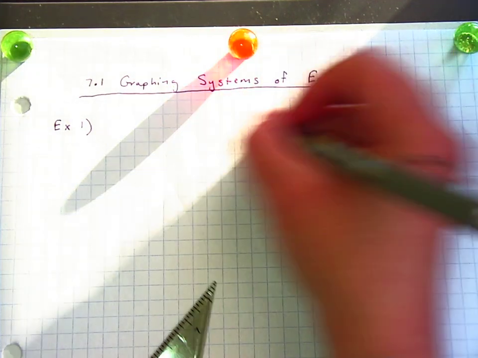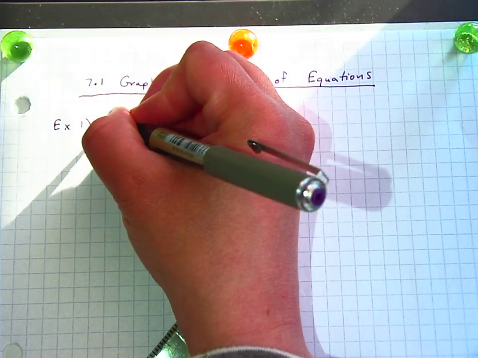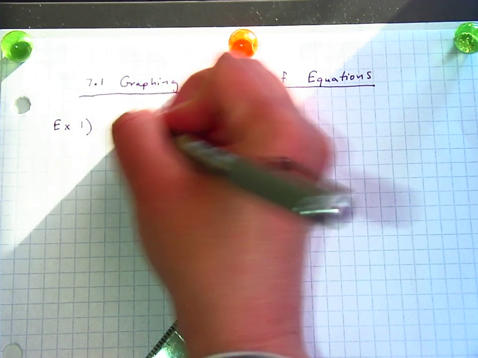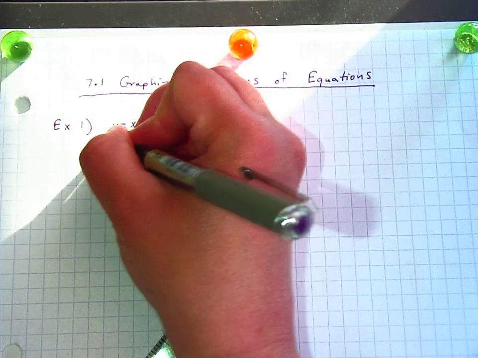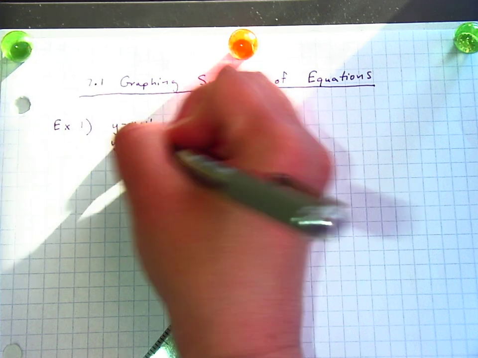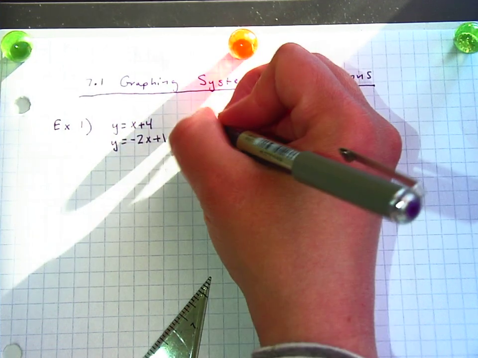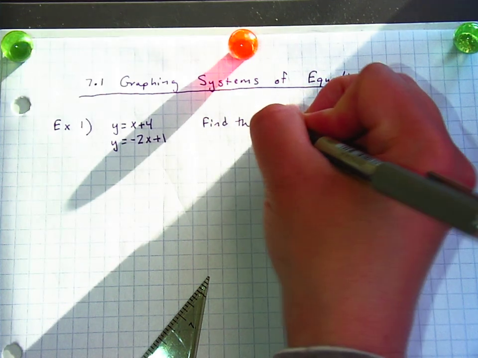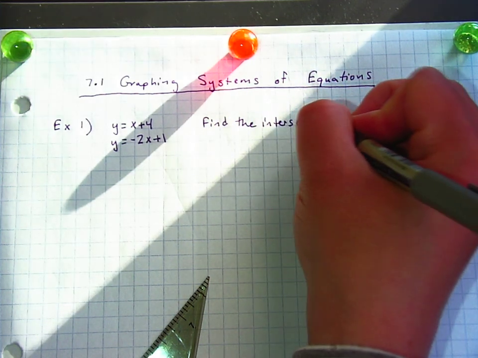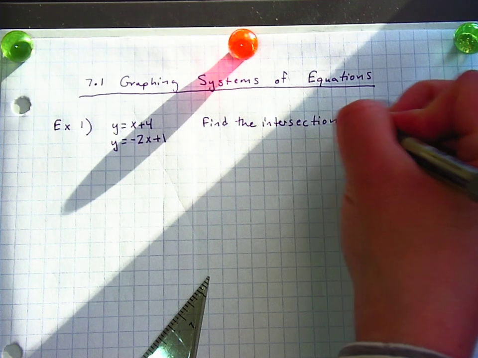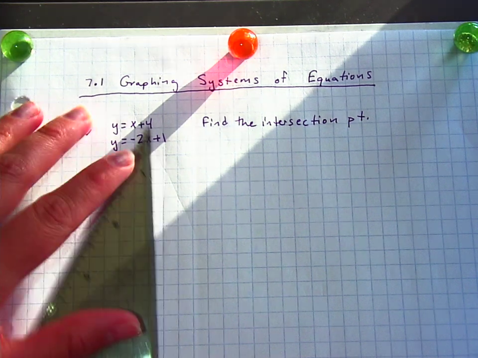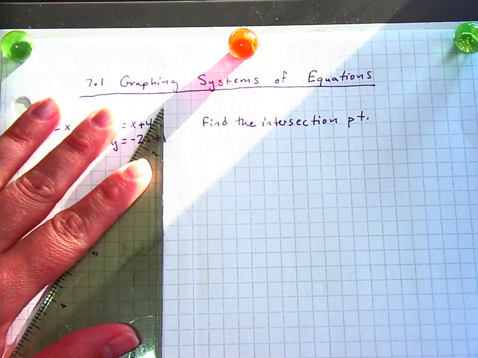Okay, so the first system we're going to do, we're going to find the intersection point of y equals x plus 4 and y equals negative 2x plus 1. And what we're trying to do here is find the intersection point. I know that there's a lot of sunlight there, but I think you can still see my equations pretty easily.